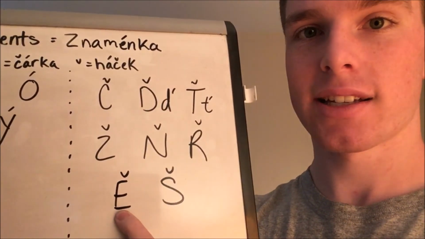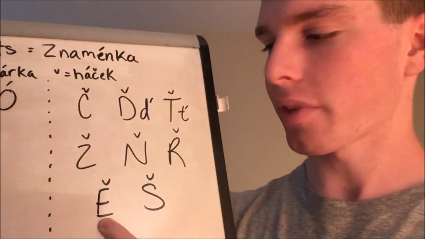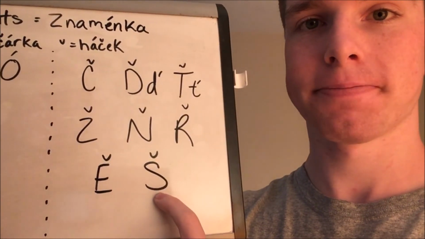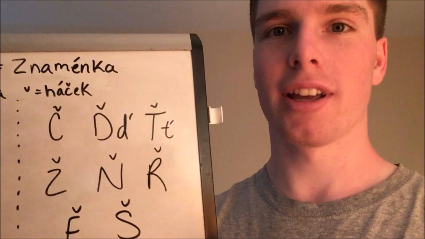Next one is je. It's pretty simple. It's just like a Y-E in English, je. And esh. Basically like shushing someone in English.